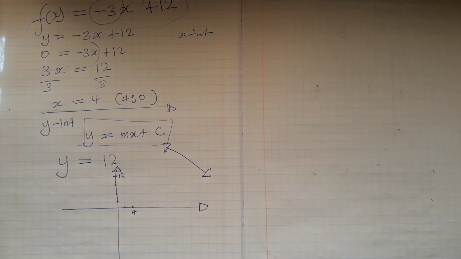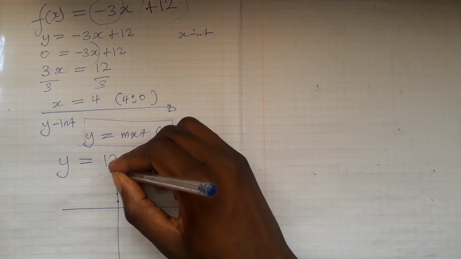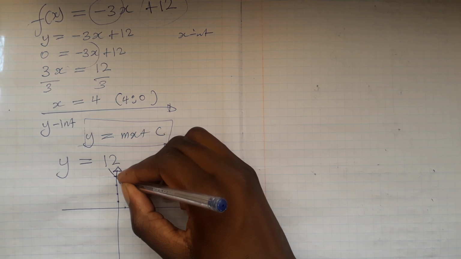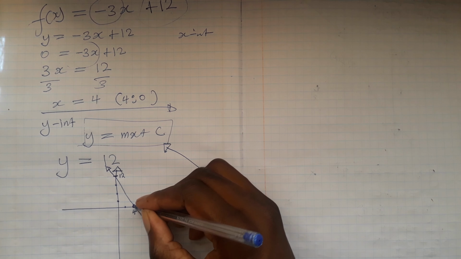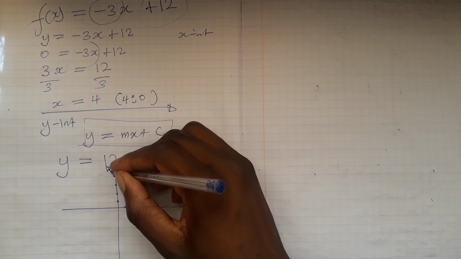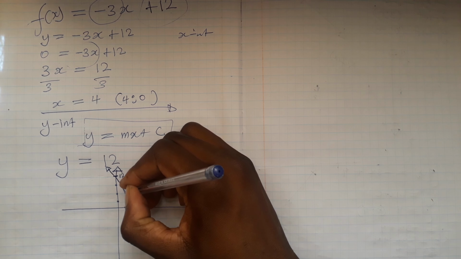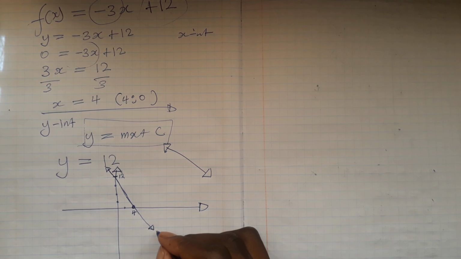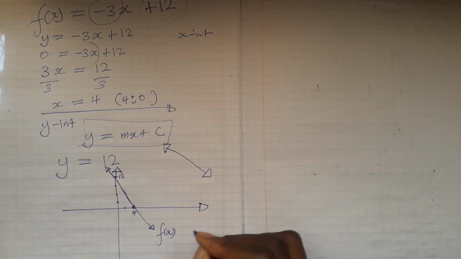And then what you need to do is to join these two points using a straight line, just like this. But don't forget to use your ruler, because your line has to be straight. Then this is f of x.